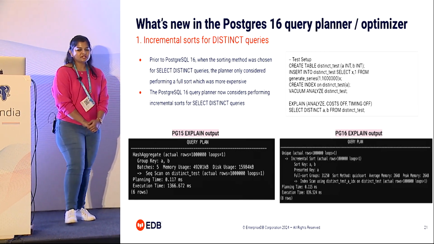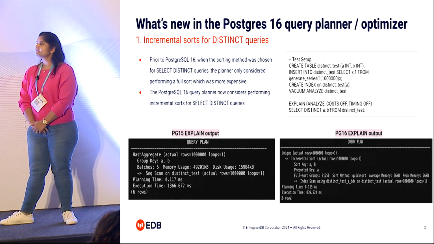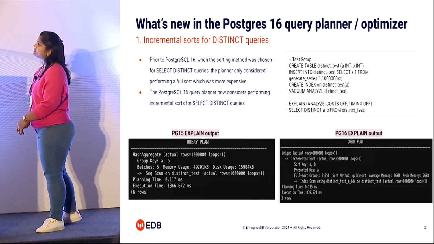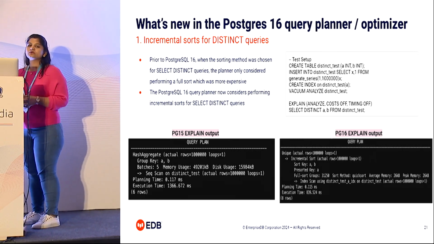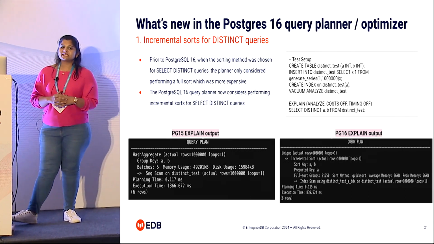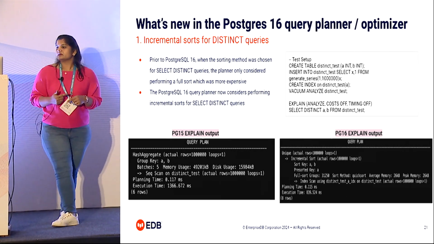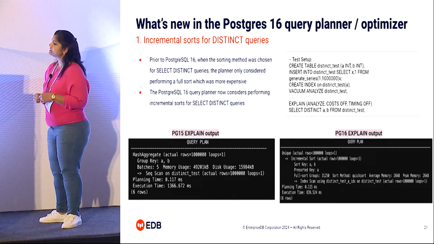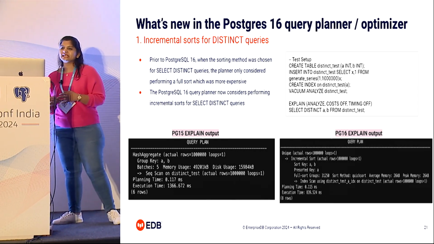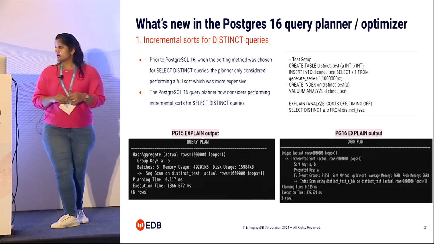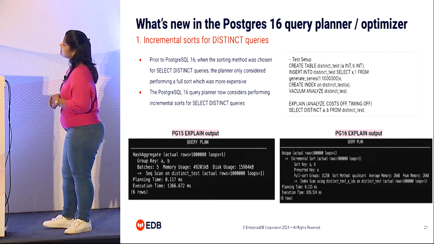So next we see what improvements we have when it comes to query planner and optimizer. The first one is incremental sorts for distinct queries. So prior to PostgreSQL 16, when the sorting method was chosen for select distinct queries, the planner would consider performing a full sort, which is more expensive. But in this release, the query planner considers performing an incremental sort for select distinct queries. So here is a sample test where you could test this particular optimization.